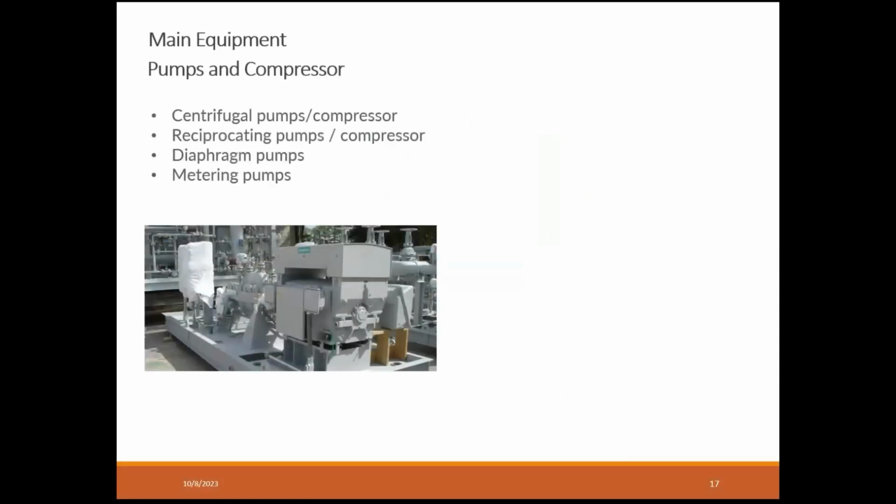Okay, so for those who are from a non-chemical engineering background, hopefully this will be beneficial for you guys. I want to touch a bit on main equipment.